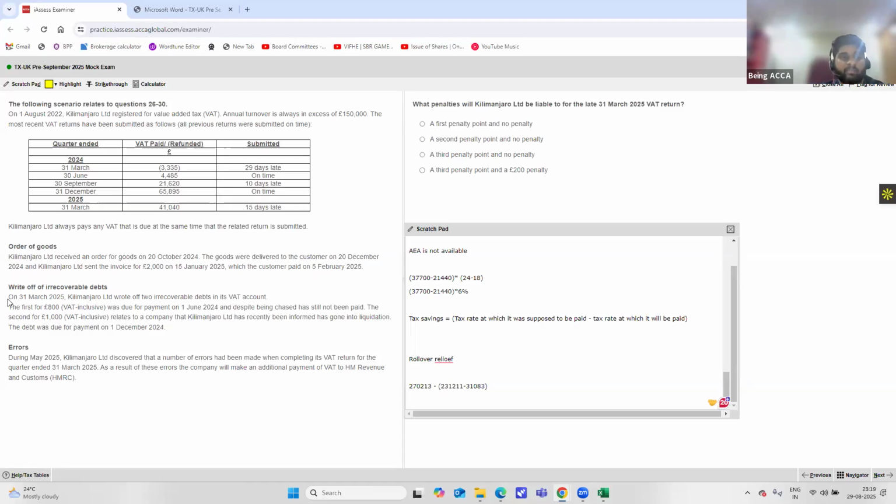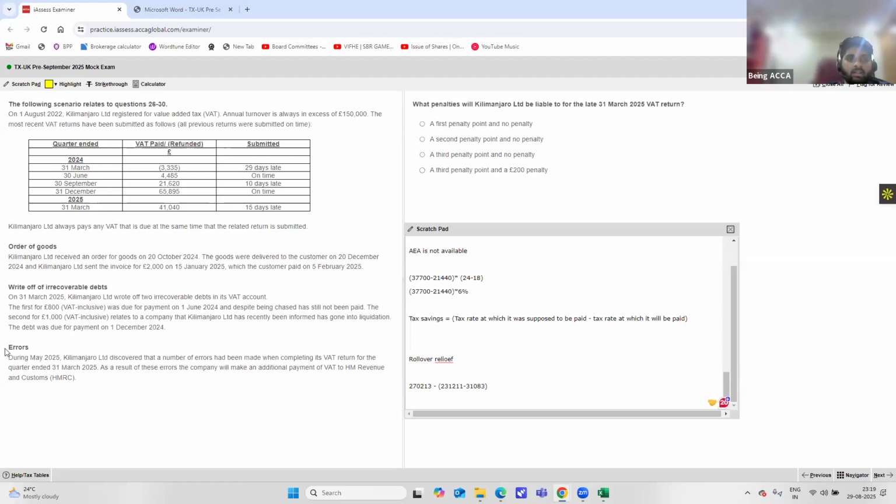Write-off of irrecoverable debts. On 31st March 2025, Kilimanjaro Limited wrote off 2 irrecoverable debts in its VAT account. The first, 800, was due for payment on 1st June 2024, and despite being chased, still has not been paid. The second amount, 1,000, relates to a company that Kilimanjaro Limited has been recently informed has gone into liquidation. The debt was due for payment on 1st December 2024.